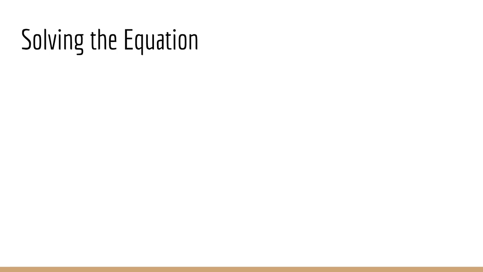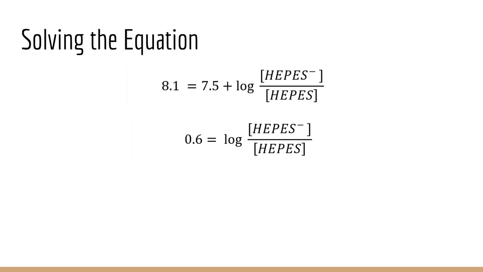Now that we understand the Henderson-Hasselbalch equation, let's apply it to our example. We plug in the desired pH 8.1 and the literature value for pKa of HEPES, 7.5. pKa values can be found in textbook tables or through an internet search. To solve this equation, we first subtract 7.5 from both sides. Doing this, we obtain 0.6 equals the logarithm of HEPES minus concentration divided by HEPES concentration.